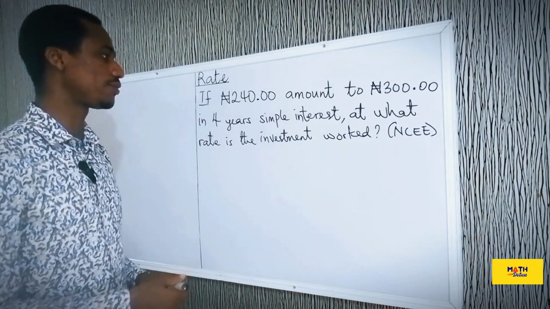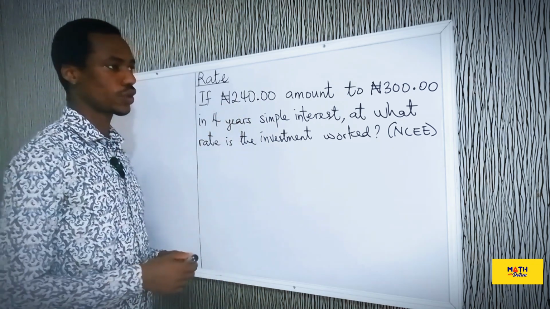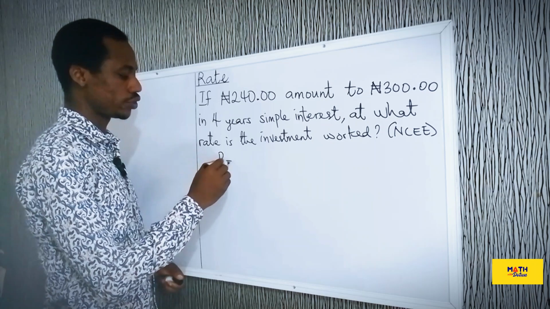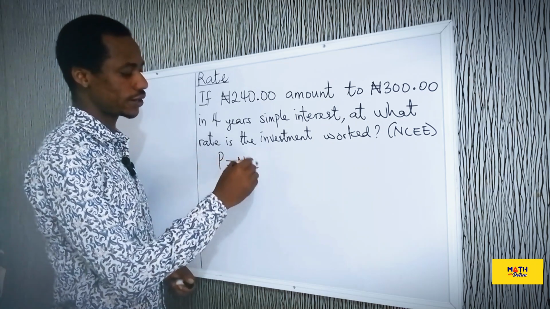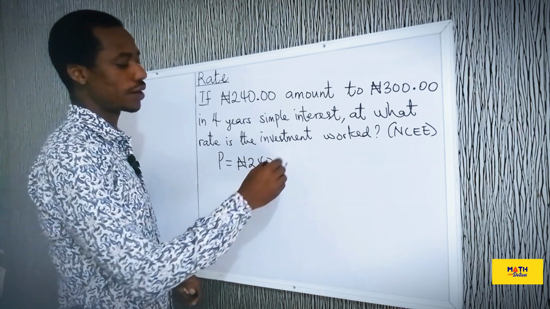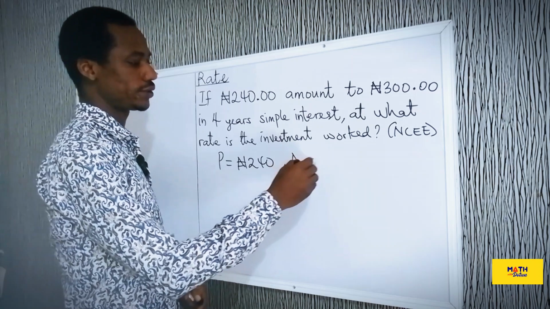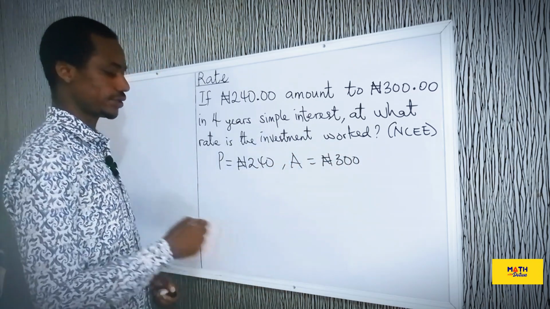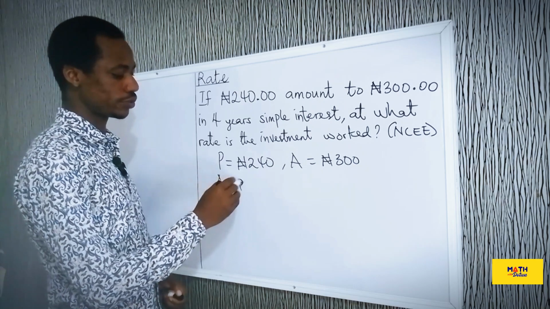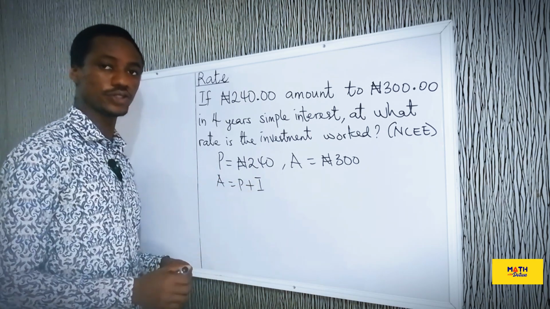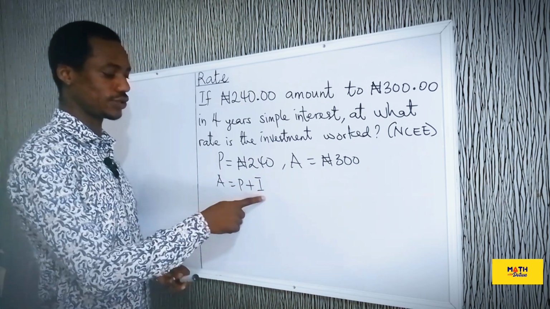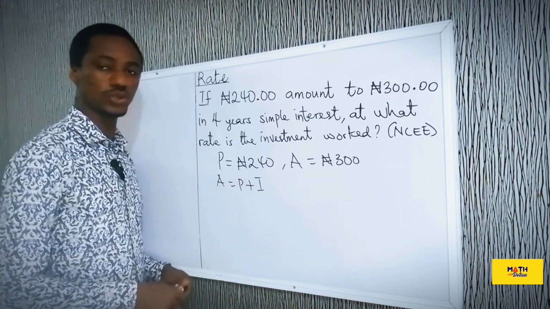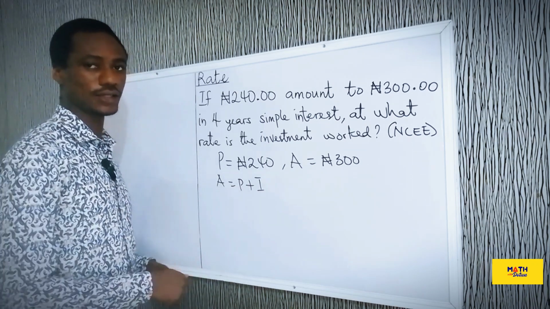So we have the principal and then the amount. The principal is 240 naira. The amount is 300 naira. Amount is the principal plus the interest. So at the end of the day, you invested this, you got this interest on your investment. The two added together is the amount at the end of the day.